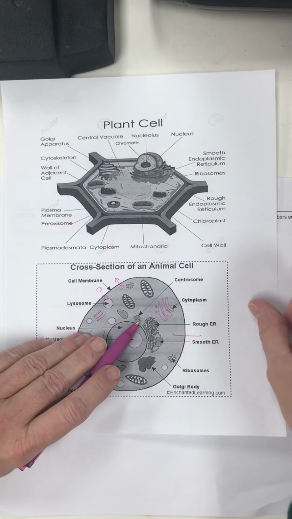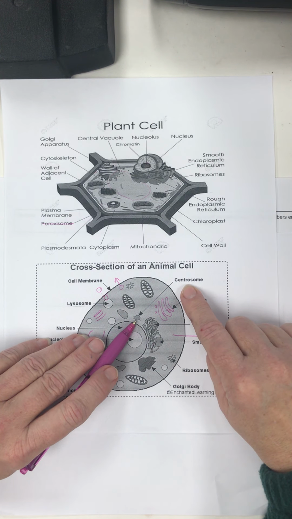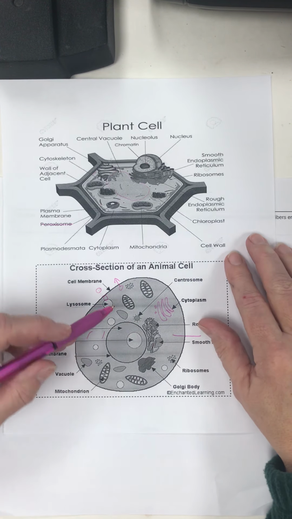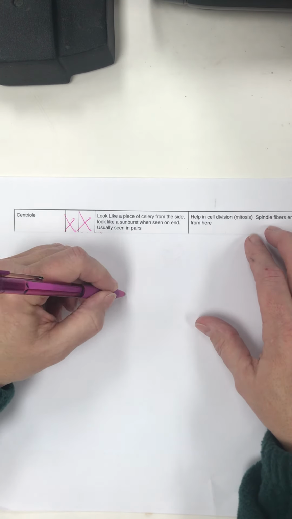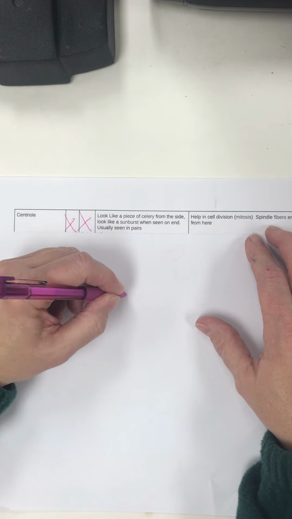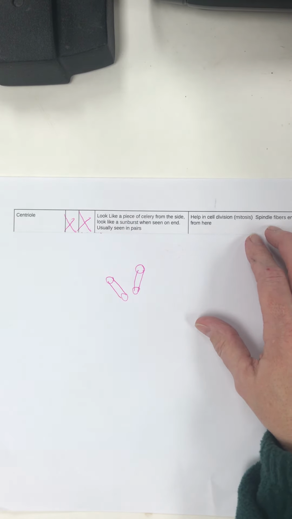Here's one. Notice they call it a centrosome instead of centriole, which our book says is centrioles. That's what we're going to call it. See how it kind of looks like a sunburst? And sometimes they look like a piece of celery, like this, and they usually come in pairs, like that.